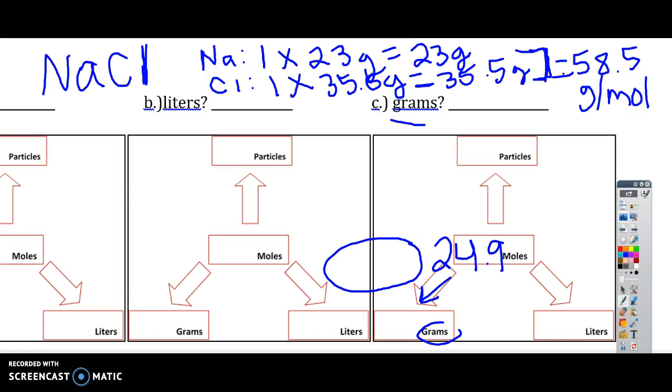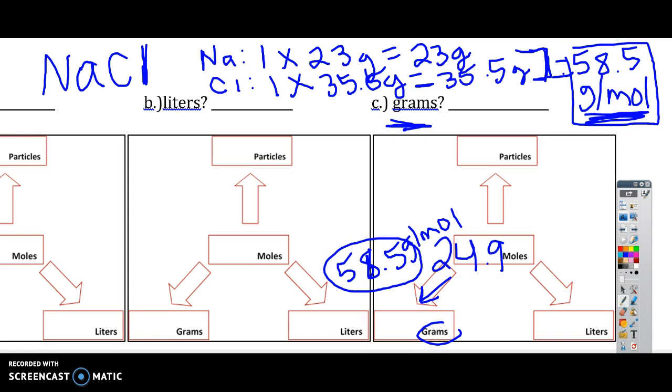So that number goes here, 58.5 grams per mole. Always put that grams per mole. Do not put 58.5 as grams. This number is not grams, that's molar mass. So do not put that as your answer for grams.